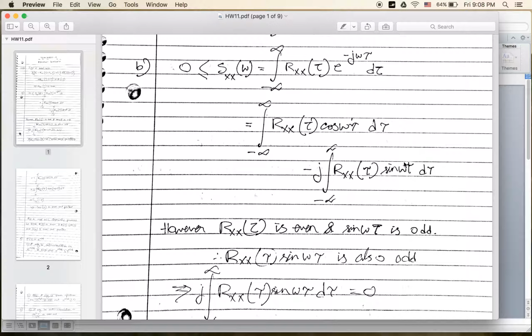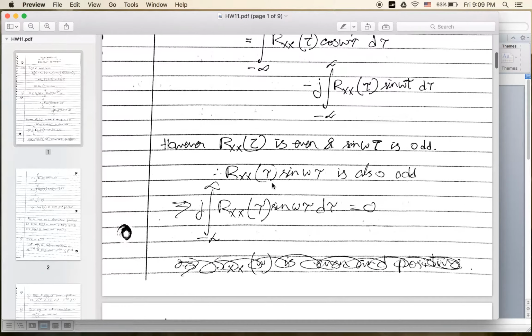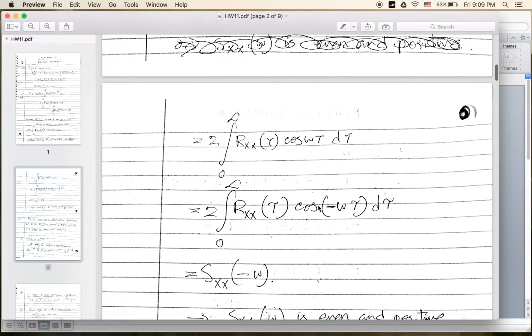So we know that sin(omega tau) is an odd function, and r_x(tau) is an even function, so this whole quantity r_x(tau) times sin(omega tau) is actually an odd function. So if we take its integral from minus infinity to plus infinity, it will integrate to 0. So that's what we get, and we put this value 0 here.